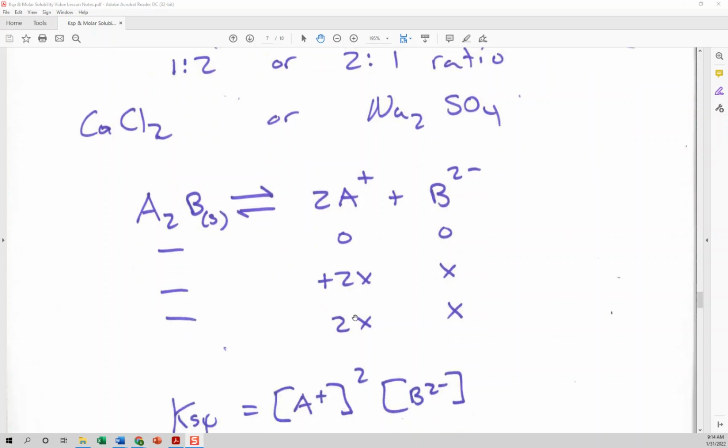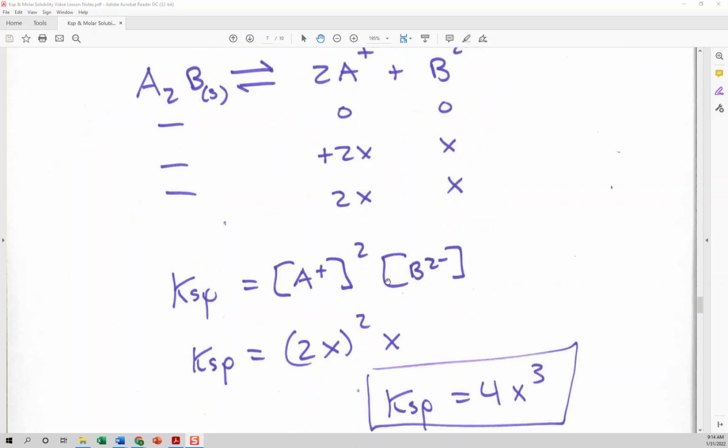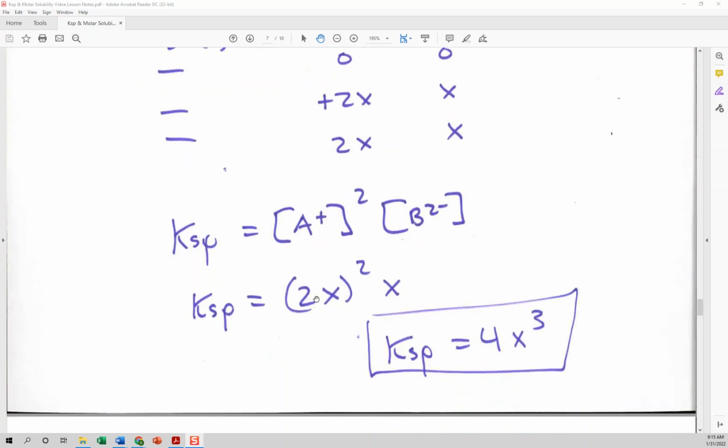If you made your Rice chart, the ion with a subscript of 2 would end up having a coefficient of 2, so that would be 2x in our Rice chart. But the one with the subscript of 1 would only be x. If we plugged in 2x here, we'd have 2x squared, which would end up being 4x squared, right? Because we have to square that. And then we'd have x plugged in here. So we get 2x squared times x, that simplifies to 4x cubed.